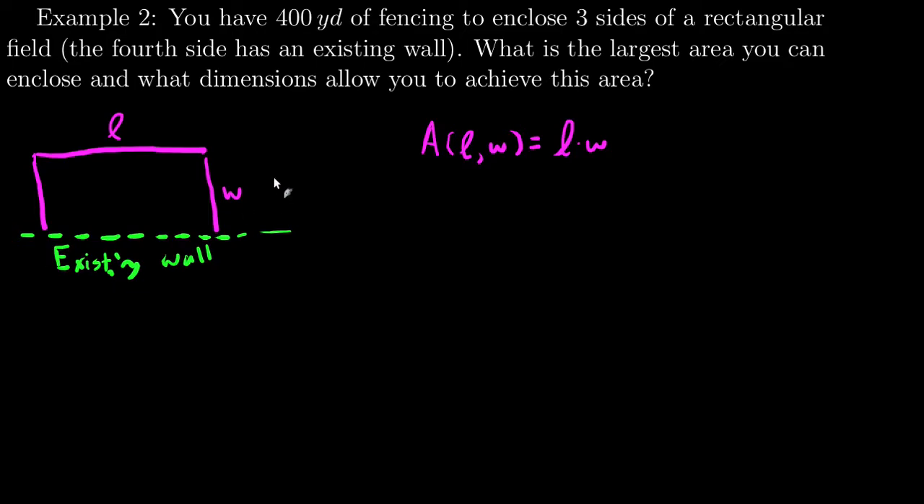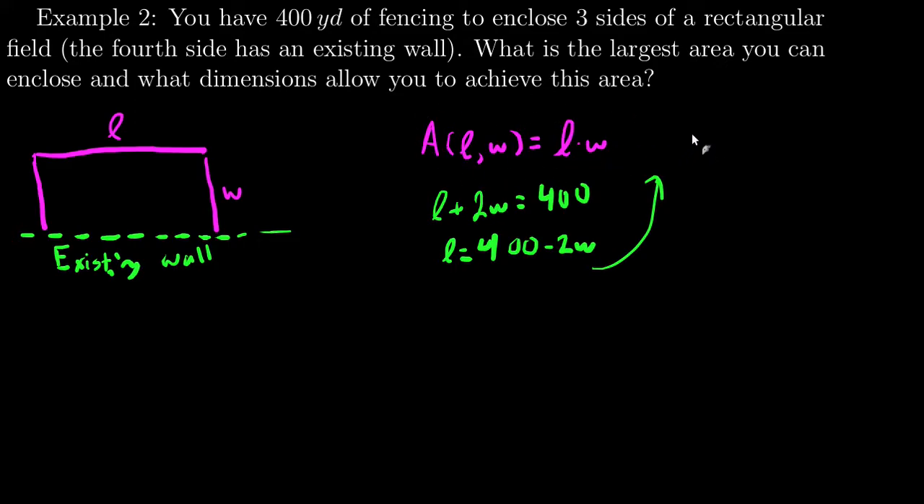But here's the idea. If I want to maximize this area, that means I should use all of the fencing. That means the perimeter of this fenced region, these 3 sides, should be 400. So L plus 2W should equal 400. And I'm going to solve this for L. So L equals 400 minus 2W. So I can substitute this back into here and get rid of L. So A in terms of W only will be 400 minus 2W times W.